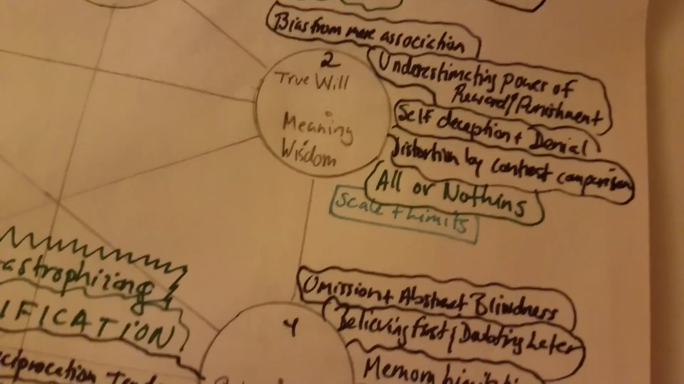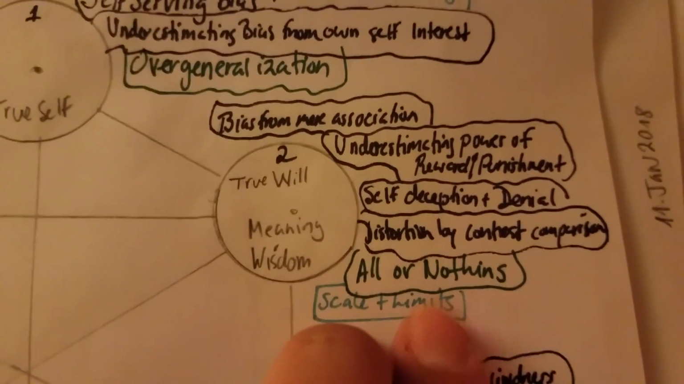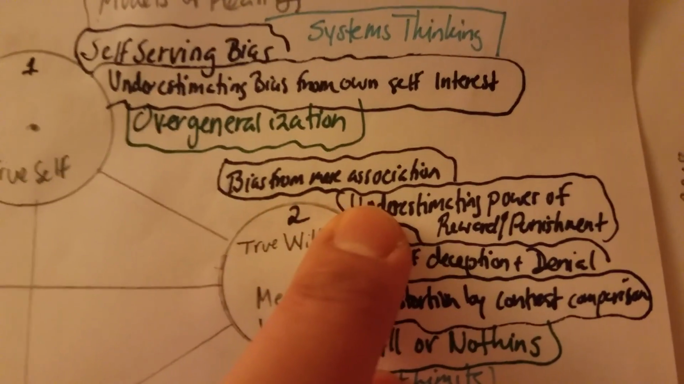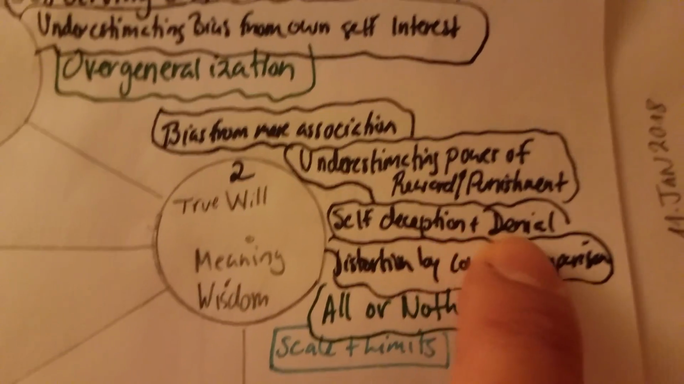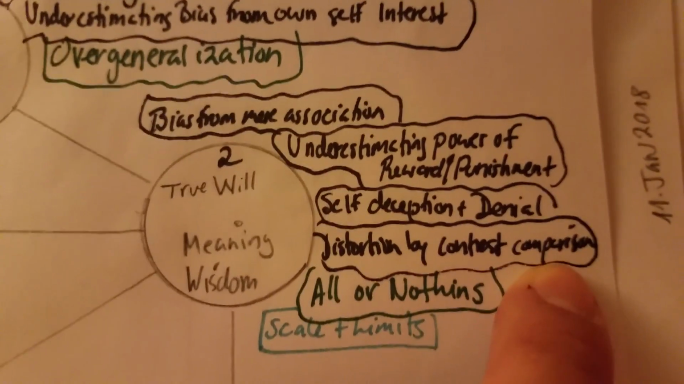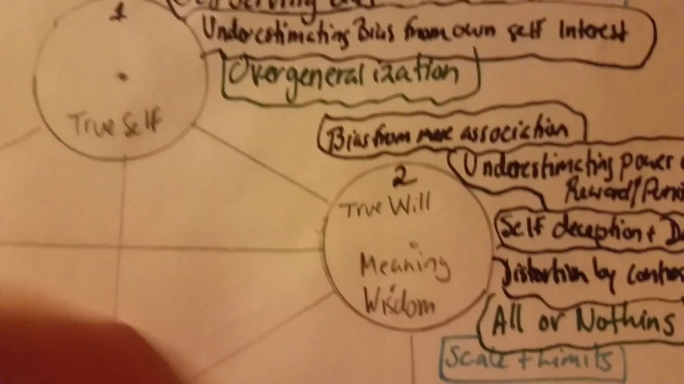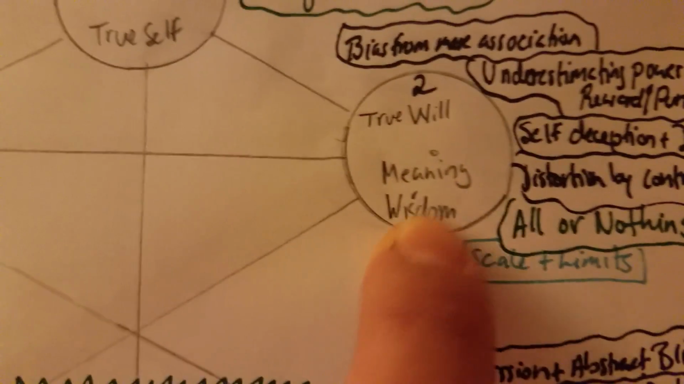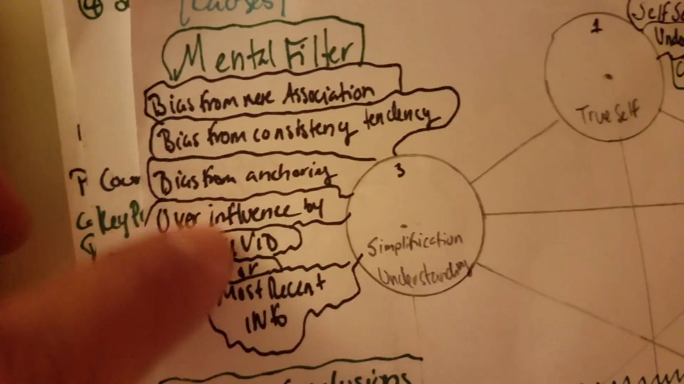So here we've got bias from mere association, underestimating the power of reward and punishment, self-deception versus self-denial, distortion by contrast comparison, all or nothing, scale and limit. And as you notice here, a lot of these have two different entities or two different terms, scale versus limits, right? You've got bias from mere association. You've got reward versus punishment, deception versus denial, contrast comparison, all or nothing. So there you go. And then, of course, in psychology here, you've got some of these correspondences like wisdom, meaning, or true will. Okay. And it just goes on further like that.